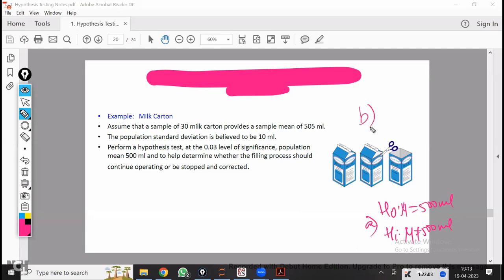Anyone? Yes, Shubham also says that mu is equal to 500 ml, mu is not equal to 500 ml. Still anyone?